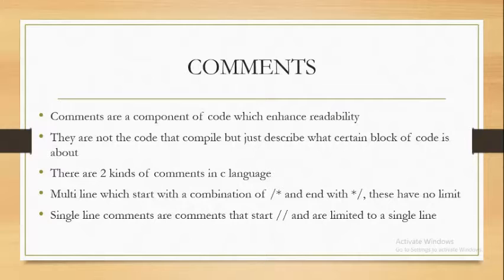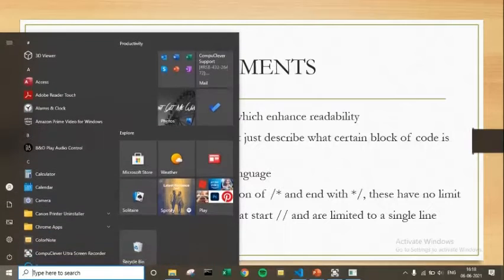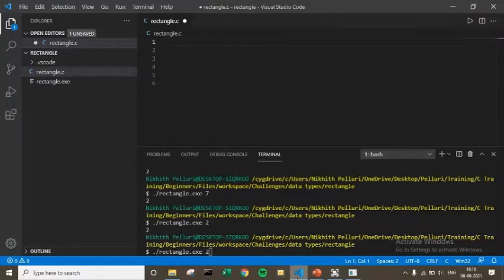Multi-line comments start with a forward slash and an asterisk and end with an asterisk and a forward slash. And these comments can be extended up to an infinite number of lines. These have no limit. But single-line comments start with two forward slashes, and they are only limited to a single line. So let's go into our IDE, Visual Studio Code, and see how multi-line comments and single-line comments work.